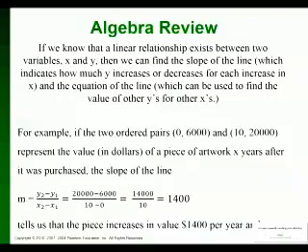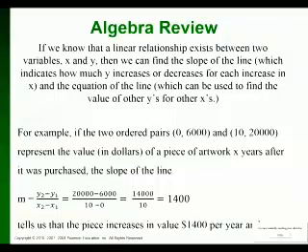For example, if you give me two ordered pairs, (0, 6,000) and (10, 20,000), and you tell me that those two ordered pairs represent the value in dollars of some artwork x years after it was purchased, then this first ordered pair would be 0 years after it was purchased, or when it was purchased, the piece of artwork was worth $6,000. 10 years later, it's worth $20,000.